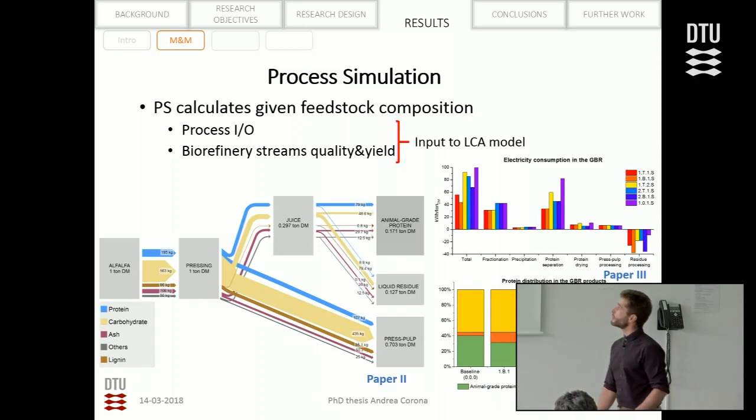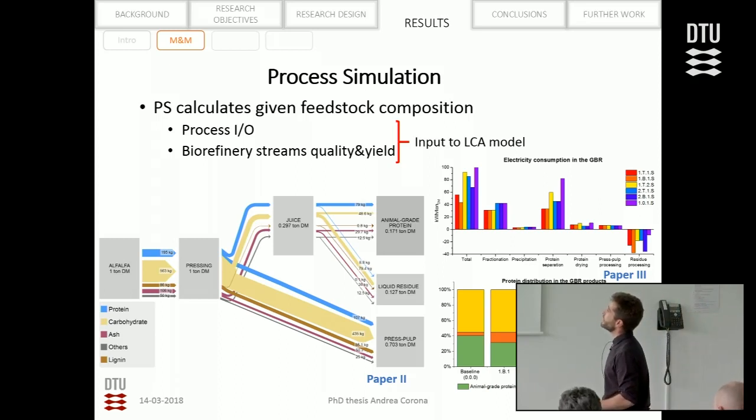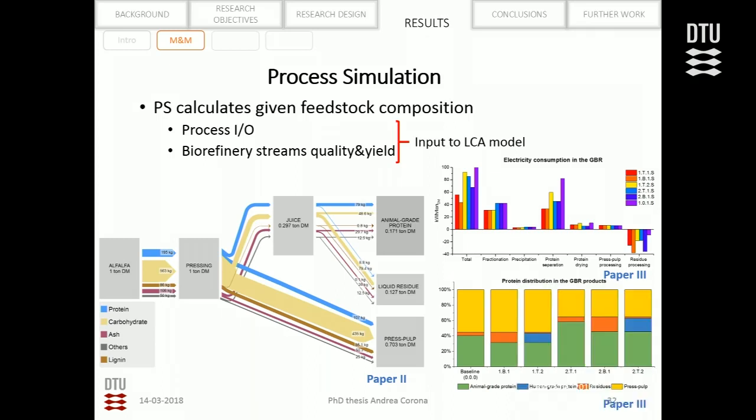Here you can see some results that you can carry out from a process simulation, so it's mainly the technical assessment of it. So for example, on the left side, you can see a Sankey diagram showing how the biochemical components get divided through the 3 main output products. Or on the right side, for example, you can estimate the energy consumption of different scenarios, different model scenarios. Or on the bottom side, on the right, you can investigate where the protein, which is the main focus of this technology, gets distributed in the output products depending on the scenario used.